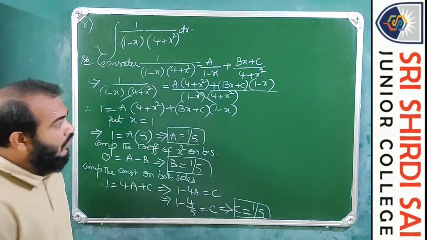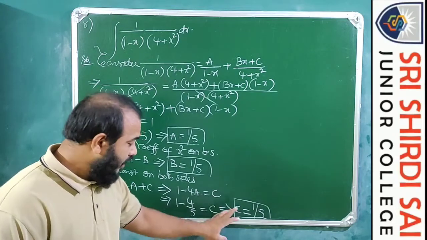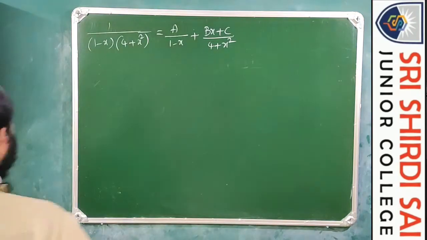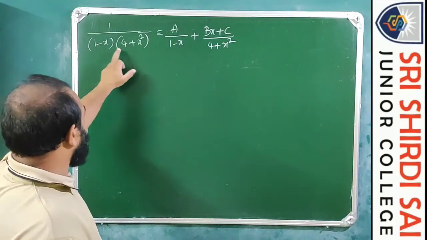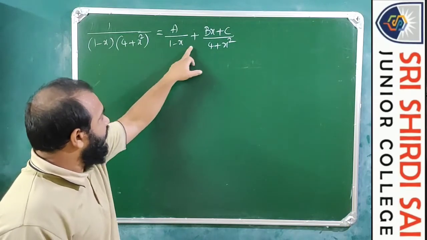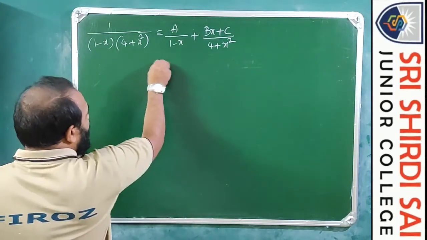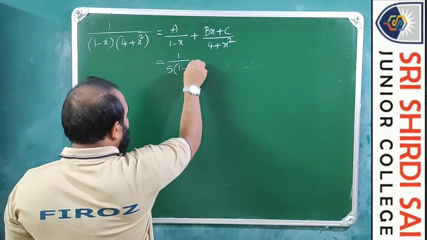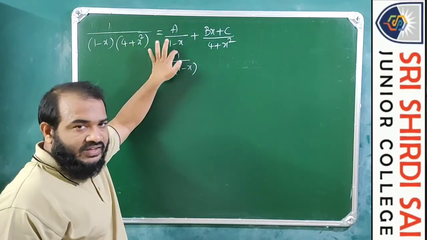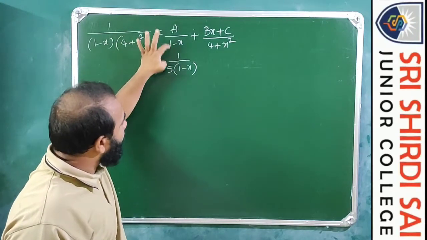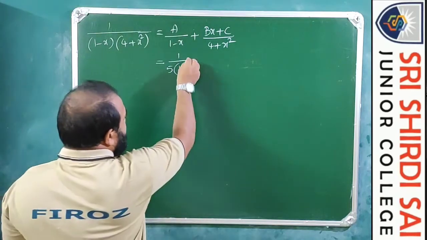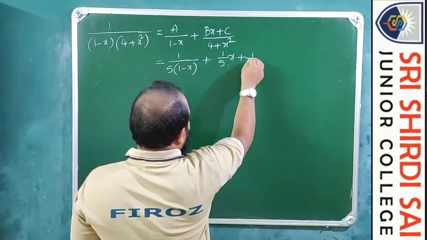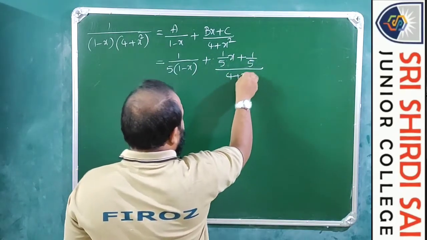All the values a, b, c, everything we got is 1 by 5 only. So this is what we got: 1 by (1 minus x)(4 plus x square) is a by 1 minus x plus (bx plus c) by 4 plus x square. So the value of a just now we got to be 1 by 5, so 1 by 5 into 1 minus x. The value of b is 1 by 5 x, and the value of c is 1 by 5, by 4 plus x square.